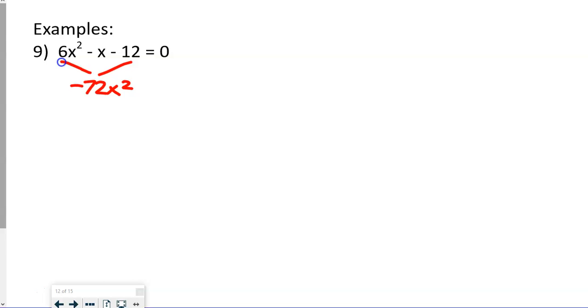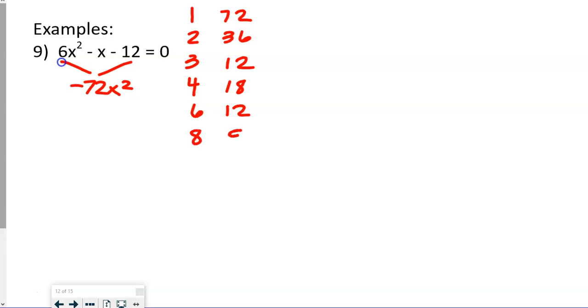Okay, so we know that one of them is going to be positive, one is going to be negative. So I'm going to do 1 and 72, 2 and 36, 3 and 12. Does 4 go in there? I think it does actually, y'all. So let me divide it. 72 divided by 4 is 18. So 4 and 18, 6 and 12, and then we've got 8 and 9. So the only one I didn't really know is the 4 and 18.